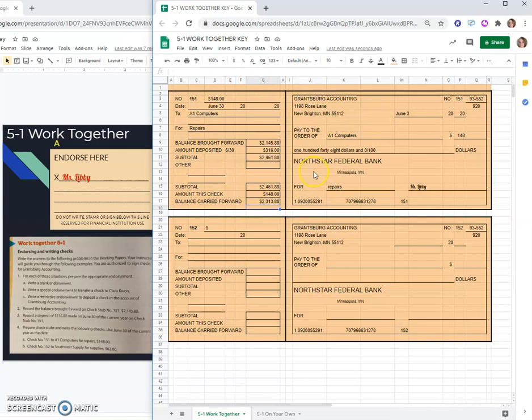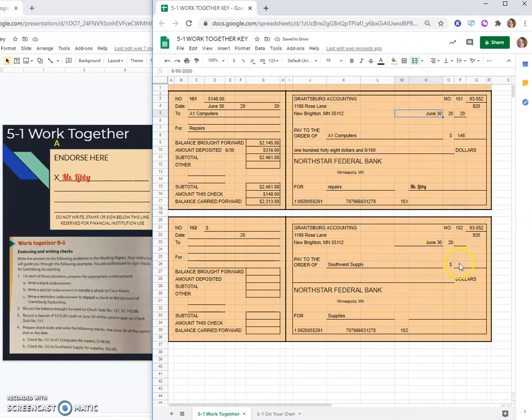Now we need to do 4B. Check stub number 152 to Southwest Supply for supplies. So Southwest Supply, and it's for supplies. And the date was, again, June, what did it say? June 30th. You know, my template might need a little work. We may need to put a merge on that. I'll have to remember that.